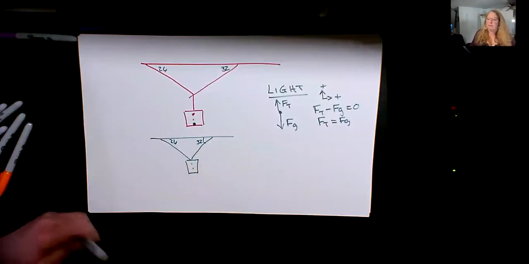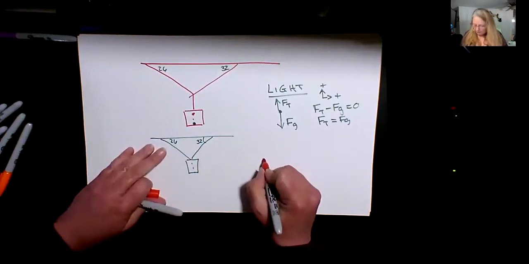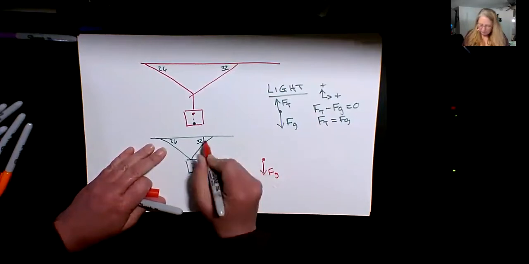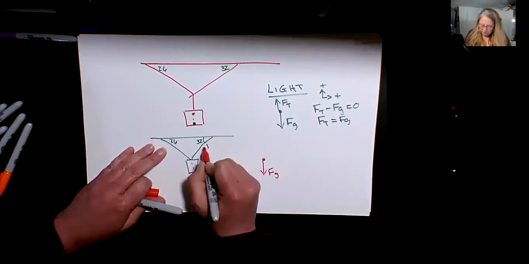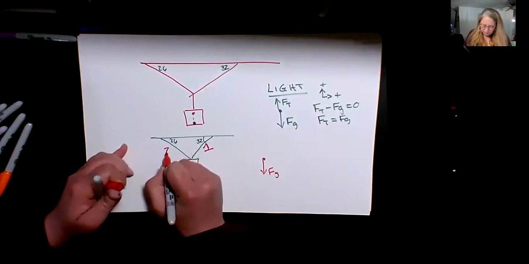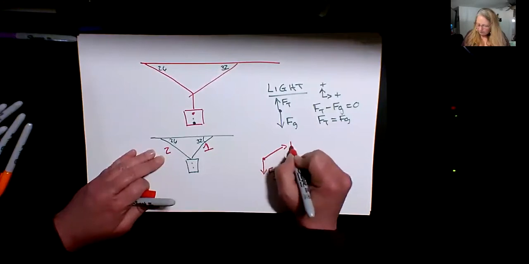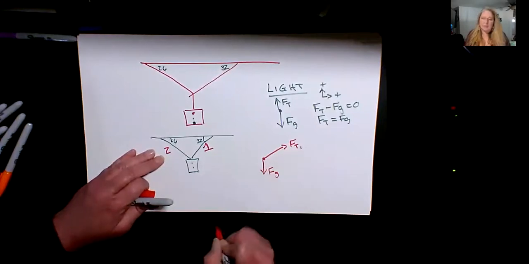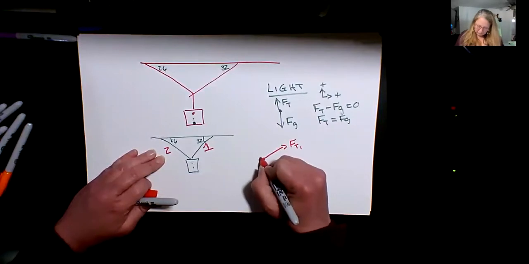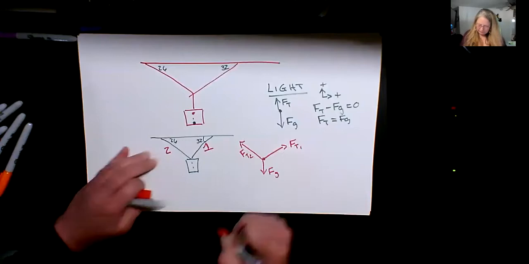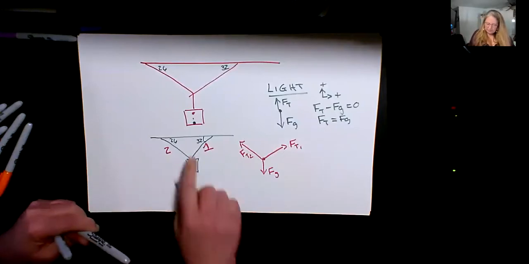So let's do a free body for that. So here is my light. It has the force of gravity coming down. We'll call this 1 and this 2. So I have this force of tension 1 kind of going up like that. And then I have this force of tension 2 going up like that. And then here comes the part that freaks everybody out.